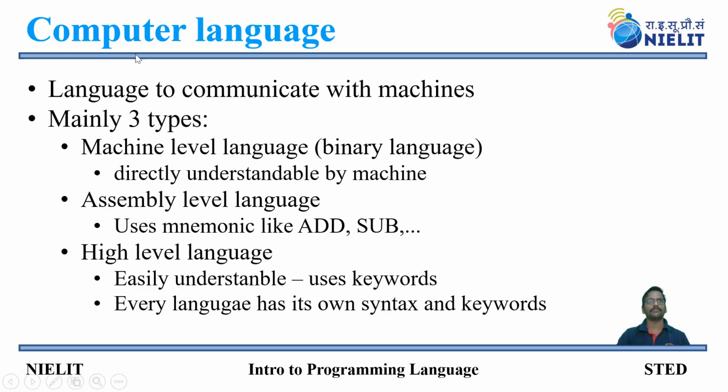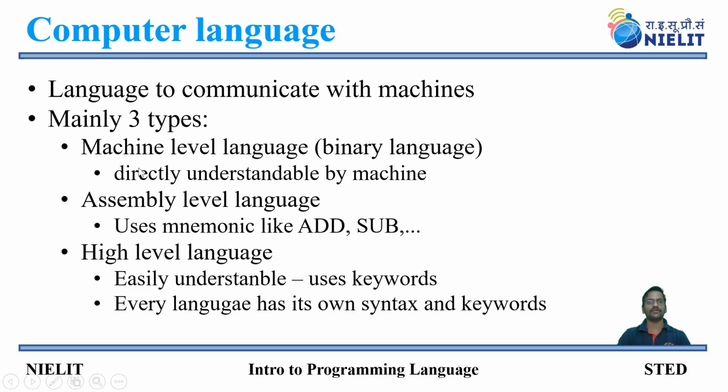First is computer language. As humans, to communicate from one person to another person, we use different types of languages. Similarly, to communicate with computers, there is a need for a language. That means the computer language is a language to communicate with the machine. Mainly there are three different languages present to develop computer programs.